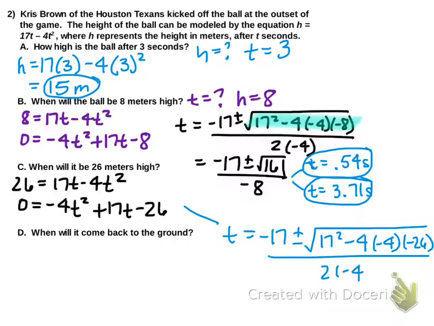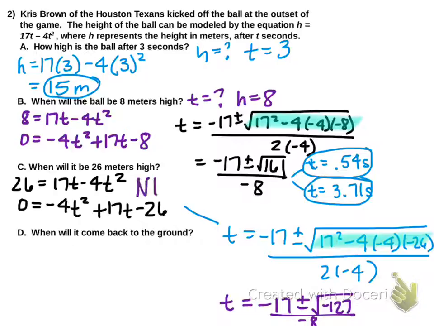So I'm going to do the discriminant first, remember, so that I can see if I'm going to have a solution. And so I end up with negative 17 plus or minus the square root of negative 127, divided by negative 8. And when you can't find the square root of a negative number, what does that mean here? You can't just write no answer. It means that because it says, when will it reach 26 meters high, it never will. It never reaches that height. It only reaches a certain point, the highest point at the vertex, and then starts coming back down.